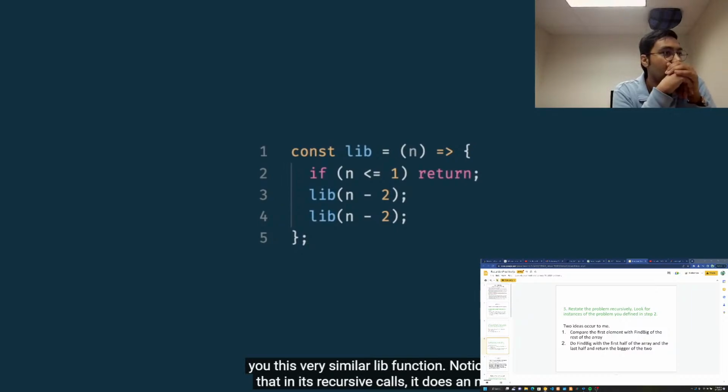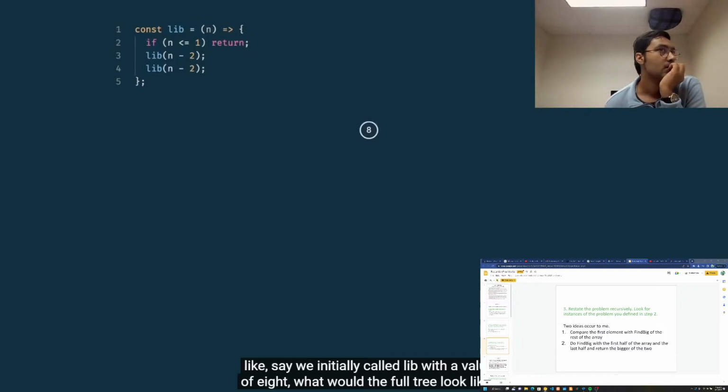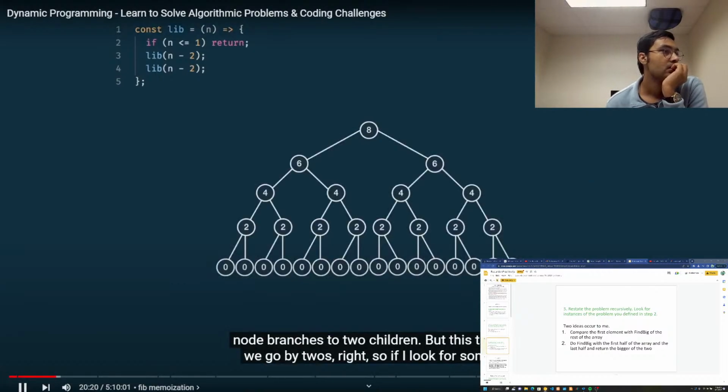Say I gave you this very similar lib function. Notice that in its recursive calls, it does an n minus 2. So by now, you should be able to visualize what a structure like this would look like. Say we initially called lib with a value of 8. What would the full tree look like? Children, but this time we go by 2s, right?